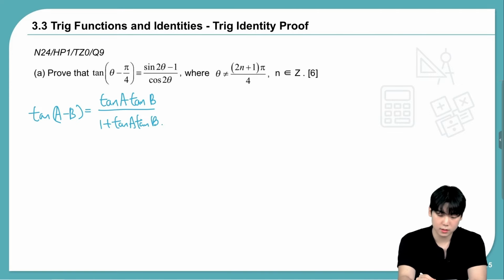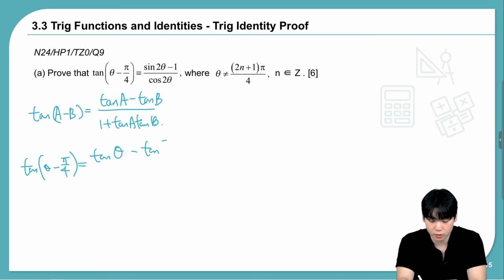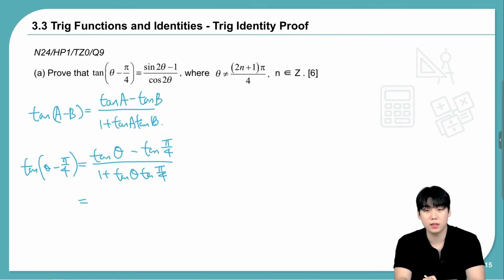So I have, oopsies, this should not be that. It should be minus tangent A tangent B. This is in the form booklet, so it's just my memory. Okay, so tangent of theta minus pi over 4 is equal to tangent theta minus tangent pi over 4 over 1 plus tangent theta tangent pi over 4. Well, it's very convenient, very kind of the IB to give such an angle, because tangent pi over 4 is nothing but 1. So it's tangent theta minus 1 over 1 plus tangent theta.